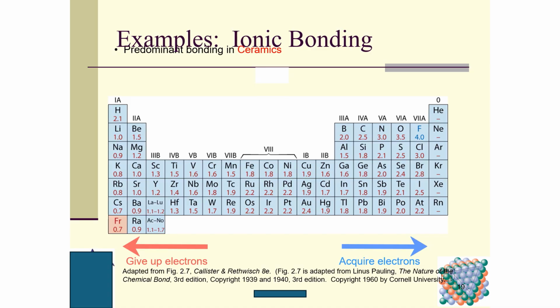And so we come back to the periodic table again. This is the predominant bonding in ceramics, ionic bonding. On this side, they have a tendency to give up electrons. These elements have the tendency to acquire electrons in order to achieve the stable state. So for example, sodium chloride, NaCl. Here is 0.9, here is 3.0.